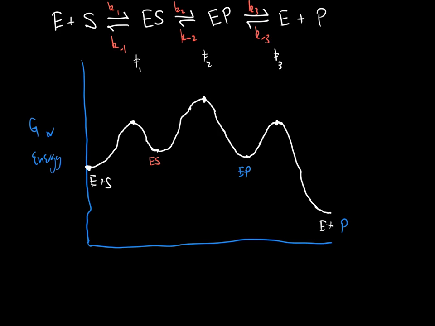Now going backwards, now we're starting at E plus P and we're going to make substrate. In this example here, what would be the rate limiting step for the backwards reaction? E plus P going to EP. That one's pretty easy. That's the biggest hill.